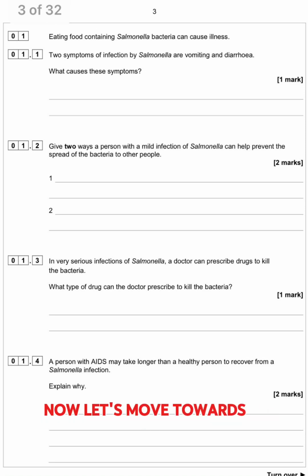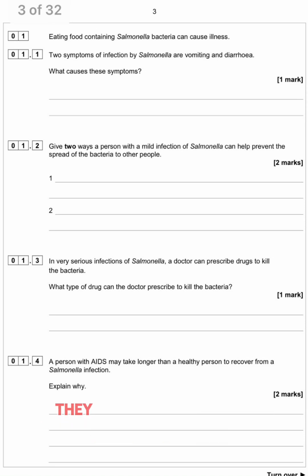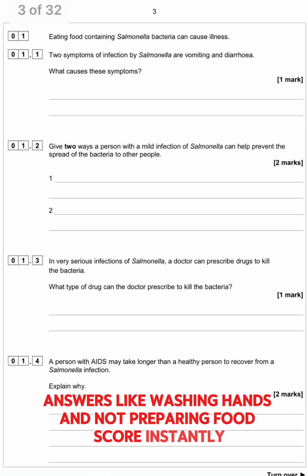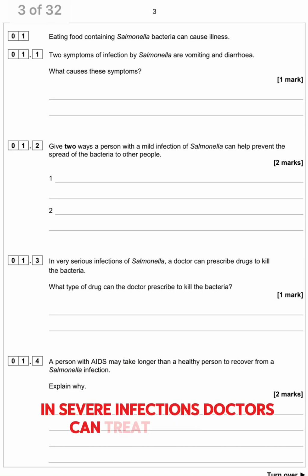Now let's move towards the 0.1.2 part of this question, where the examiner asks about 2 ways to prevent the spread of the infection. When the examiner asks how to prevent the spread, but only gives 2 marks, they want simple hygiene actions, not long explanations. Therefore, answers like washing hands and not preparing food score instantly. Moving on to the 0.1.3 part of the question. In severe infections, doctors can treat Salmonella, but only with drugs that kill bacteria. Therefore, the only correct answer here is antibiotics.